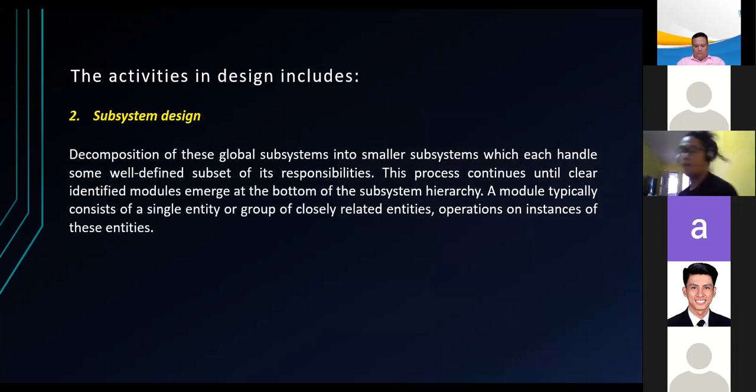Next is the subsystem design. The composition of these global systems into smaller subsystems, each of which handles some well-defined subset of its responsibilities. The process continues until clearly identified modules emerge at the bottom of the subsystem hierarchy. A module typically consists of a single entity or a group of closely related entities, and operations on instances of these entities.